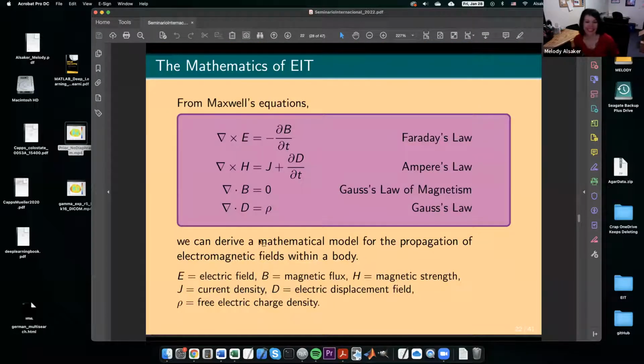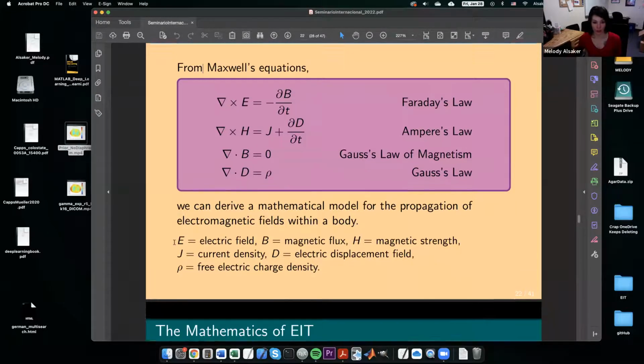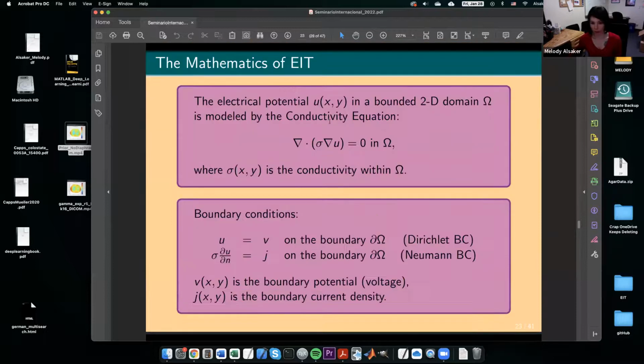Okay, so we've got Maxwell's equations here. This is the base of the mathematical model. From Maxwell's equations of electromagnetism, we can derive a mathematical model for the propagation of electromagnetic fields within anything, but we're thinking about within a human body here. So this is what we can derive. This is the conductivity equation.